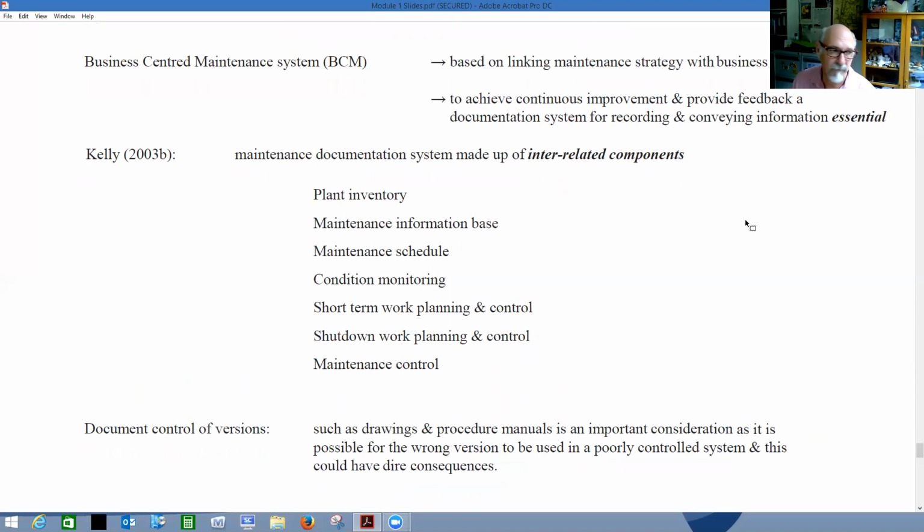And of course, it might seem like a minor thing, but keeping control of document versions is exceptionally important, because no good looking at a plan or procedure if it's not the latest one, because obviously then that raises issues of safety, risk management, things like that become quite substantial. So again, version control exceptionally important.